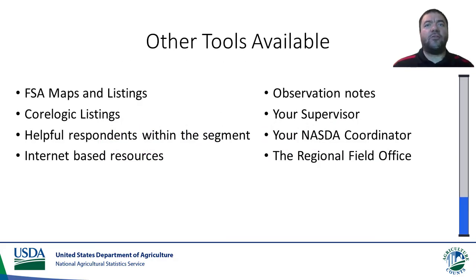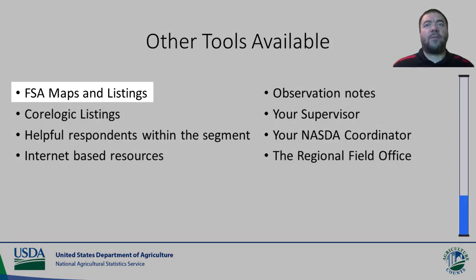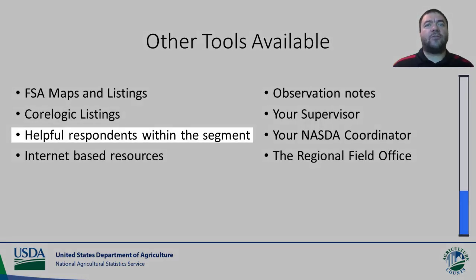In addition to conducting a visual inspection of the segment, you have several tools available to assist you in identifying tract operators. For each segment, special maps have been generated identifying farms that have signed up for various programs with the Farm Service Agency. There will also be a CoreLogic parcel map, which will show boundaries of parcels of land. This parcel map correlates to a CoreLogic listing that you can use to identify parcel owners within the segment. During your contacts with owners and operators in each segment, you may find particularly helpful respondents who can help you identify other operators within the segment.